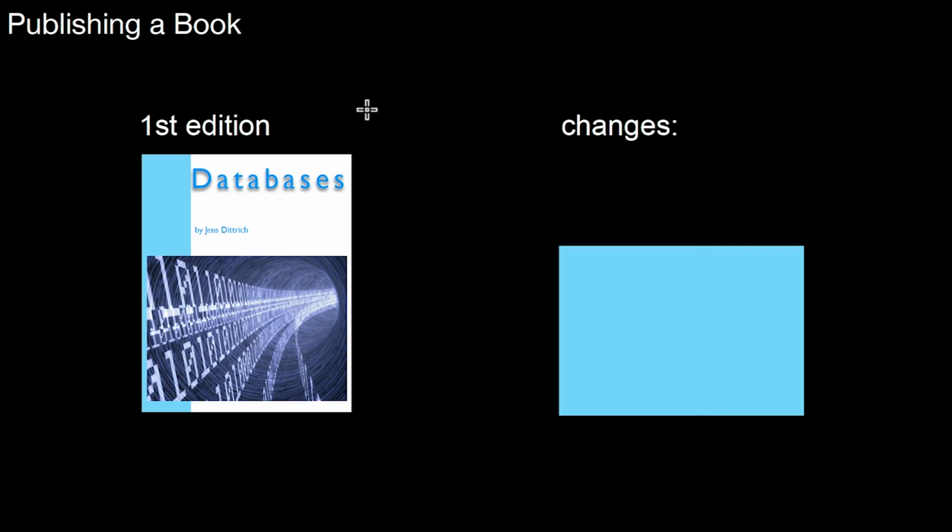How do publishing houses publish books? Well, eventually they come up with a first edition of a book, let's say this book on databases. Then over time they collect typos, errors, changes that should be applied to that book. That is collected in a change list.